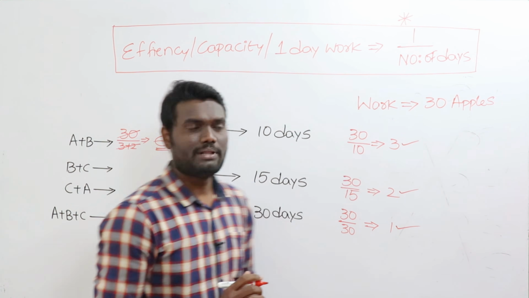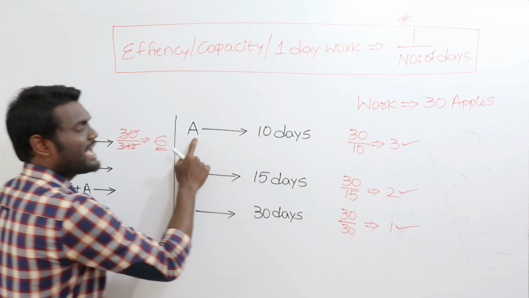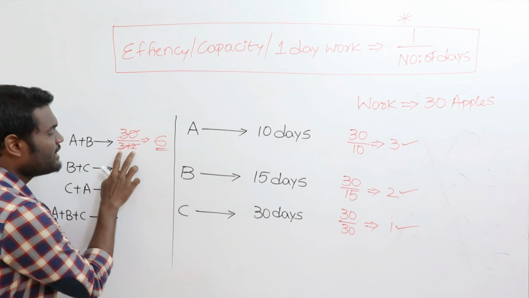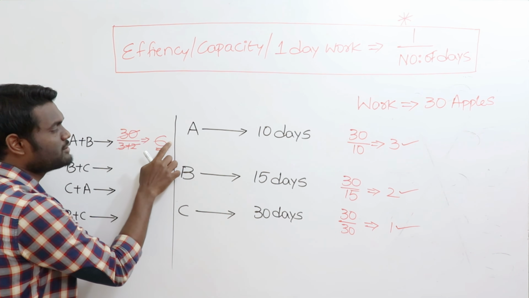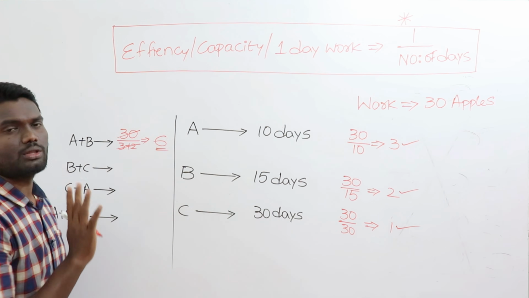Total work is 30 apples. A and B together are going to eat. A can eat 3 apples per day, B can eat 2 apples per day. If both of them eat, they will eat 5 apples per day. So 5 goes into 30 how many times? 6 times, which means they are going to take 6 days to eat the apples.